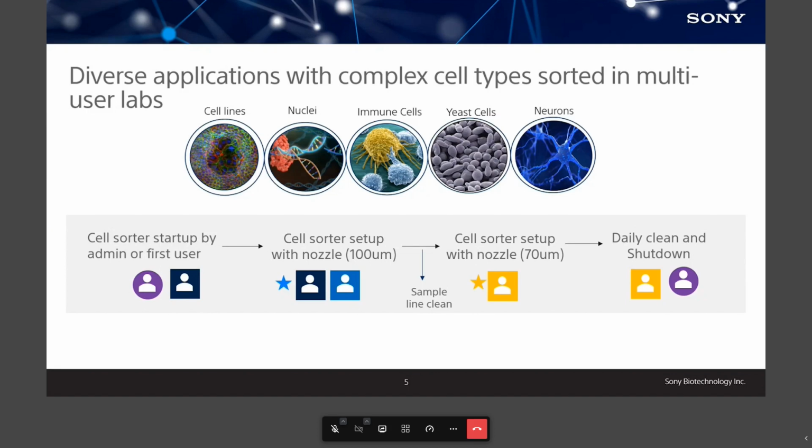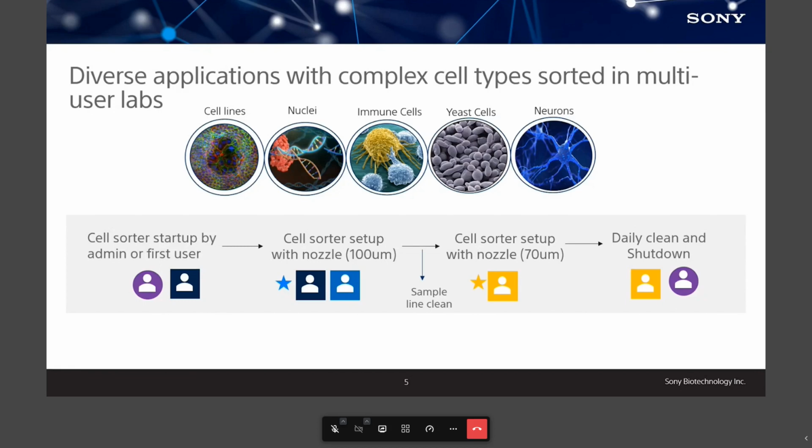So basically, what does the workflow look like in a shared resource lab like this or in a multi-user lab? Typically, the cell sorter is started up by some kind of administrator or staff or the first user of the day. They run their experiment, right? Maybe in this case, they sort with one type of nozzle.